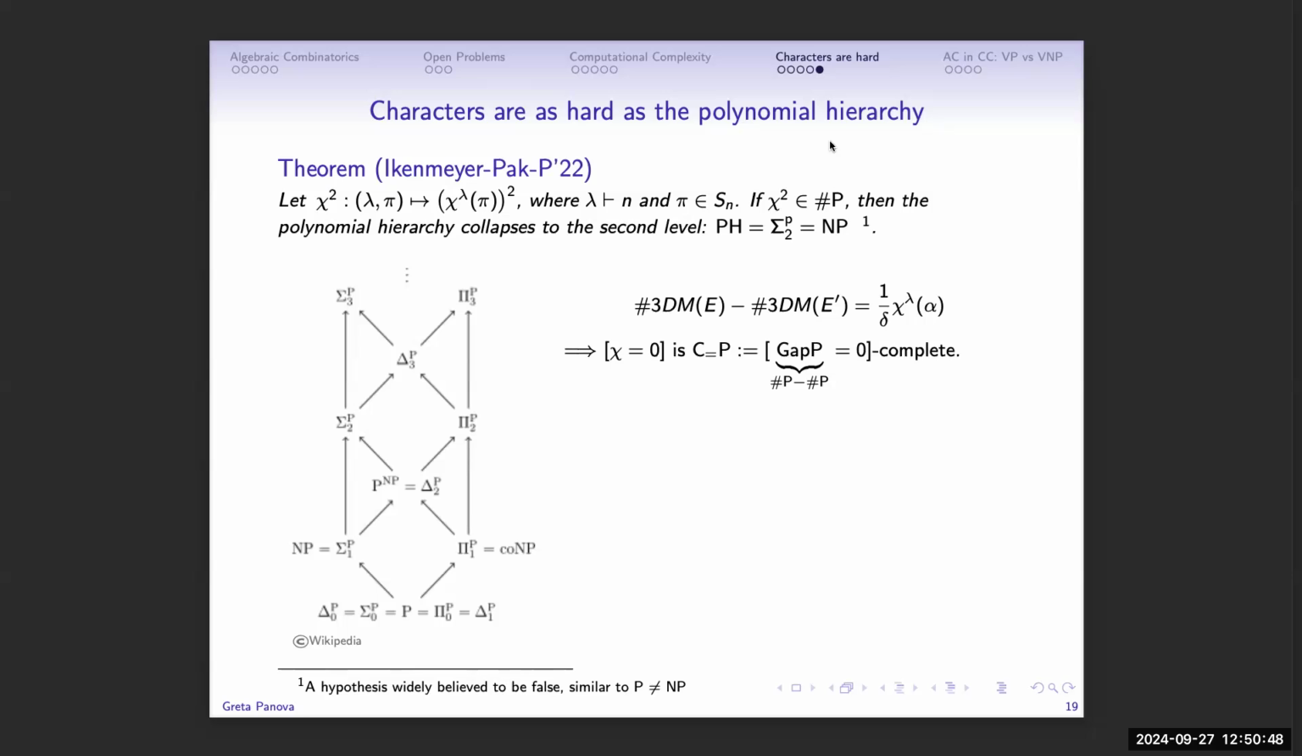So here is our statement from before. The character is proportional to the difference of this 3D matching. If I want to know whether the character is 0, this corresponds to asking whether the number of 3D matchings of some graph is equal to the number of 3D matchings of another graph. And these 3D matchings are generic functions that encompass all of sharp P. They're sharp P complete. So this is what's called a gap P complete problem: just the equivalence of 2 sharp P functions being equal.